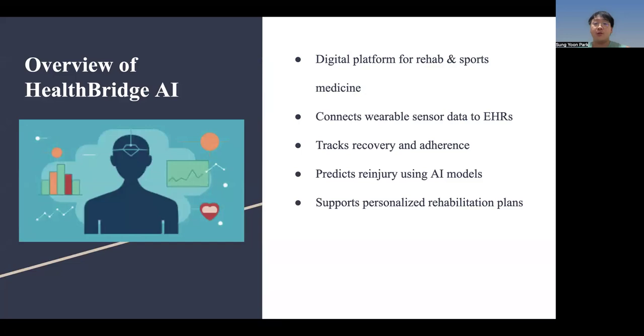HealthBridge AI is a digital platform designed for rehabilitation and sports medicine. It connects wearable sensor data with electronic health record systems, allowing clinicians and patients to track recovery more accurately. The platform focuses on main functions: tracking recovery and adherence, analyzing performance trends, predicting re-injury using AI models, and supporting personalized plans for each patient's unique rehabilitation journey. The goal is to transform the rehabilitation experience by integrating real-time data with clinical decision support.